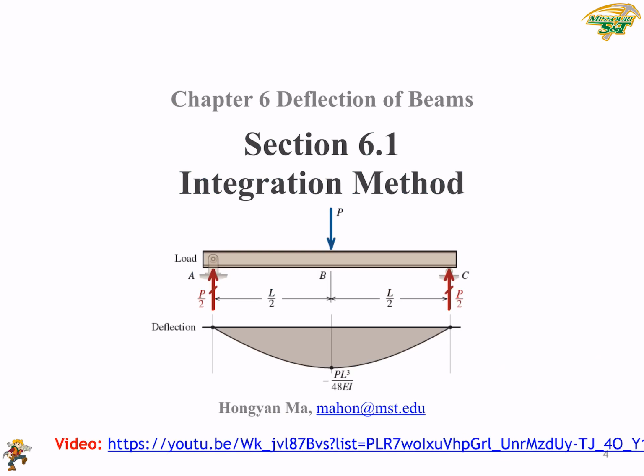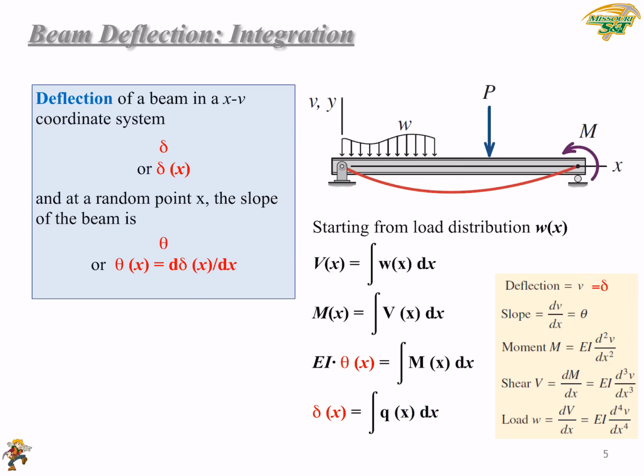So in the first section, section 6.1, we will talk about the integration method. Here in the first slide, we show the deflection of a beam. This is a random simply supported beam. You can see the loading distribution is very complicated. You have a distributed load w, you have a concentrated load P, and you have a concentrated bending moment at the right end.